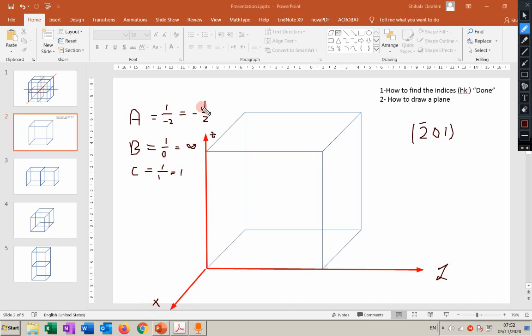Now, minus 1 over 2 for A, which represents x, will be at this point here. This is point A. Well, B is infinity. Yes, infinity. I cannot decide where it is, so we're going to leave this one for the drawing. Then the intercept with z is at 1. Now this is going to be the intersection with z at this point. Look on the z, and this is point C.